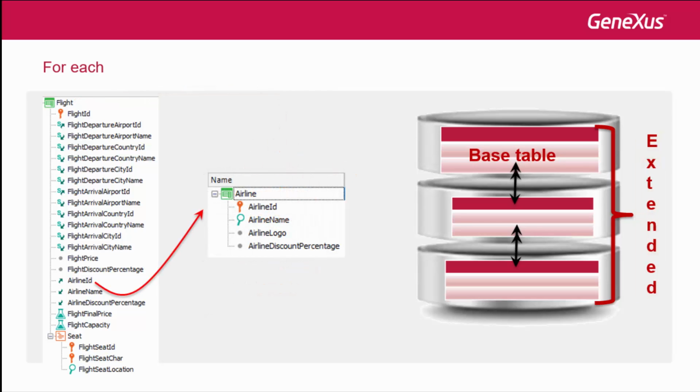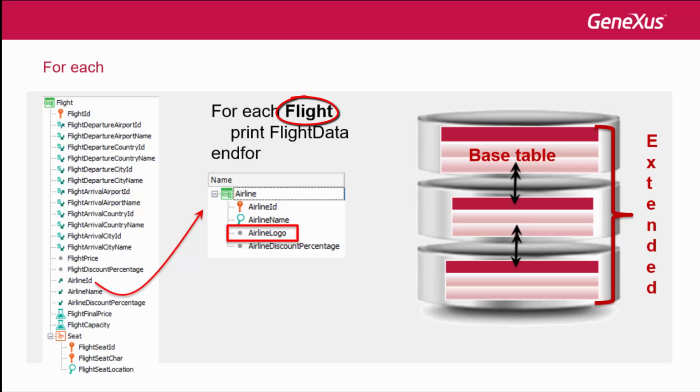For example, if the airline had an attribute that saves the logo, even when we've not specified it in the structure of the flight transaction, because we did not need it there at all, it's absolutely possible to reach the airline logo by means of a for each with the flight-based transaction. In other words, for each flight, the logo of its airline is found. And, for example, we may print it along with the rest of the flight information.